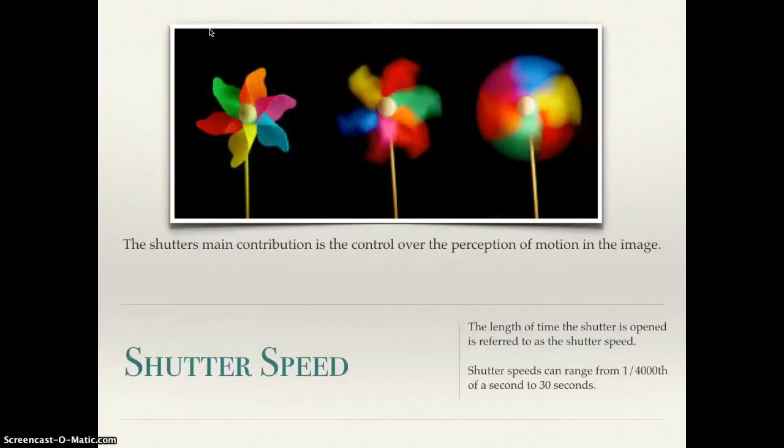The shutter's main contribution is the control over the perception of motion in your image. Shutter speed. The length the shutter is open is referred to as the shutter speed. Shutter speeds can range from 1/4000th of a second to 30 seconds.